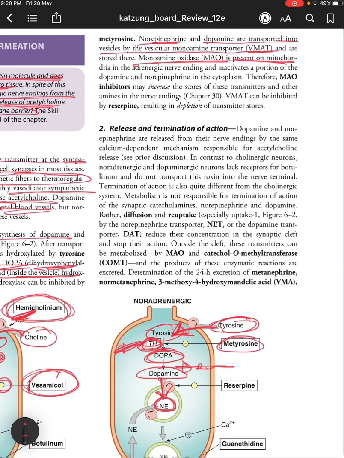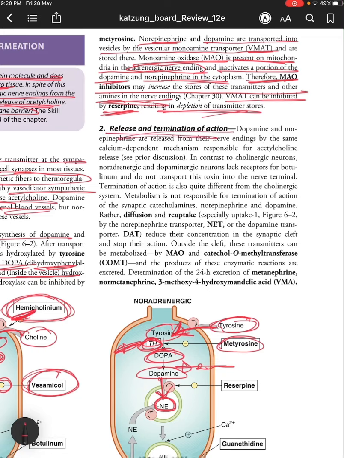Monoamine oxidase or MAO is present on the mitochondria in the adrenergic nerve ending and inactivates a portion of the dopamine and norepinephrine in the cytoplasm. Therefore, monoamine oxidase inhibitors may increase the stores of these transmitters and other amines in the nerve endings. VMAT can be inhibited by reserpine, resulting in depletion of neurotransmitter stores. So, monoamine oxidase is present on mitochondria at the adrenergic nerve ending, and it inactivates a portion of the dopamine. So it can increase the storage of dopamine.